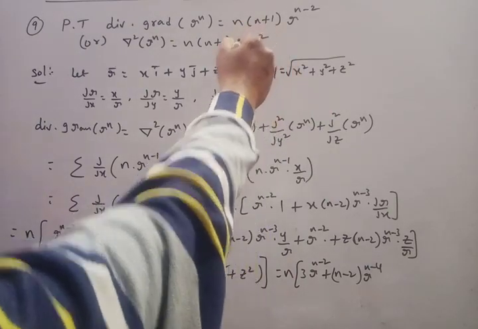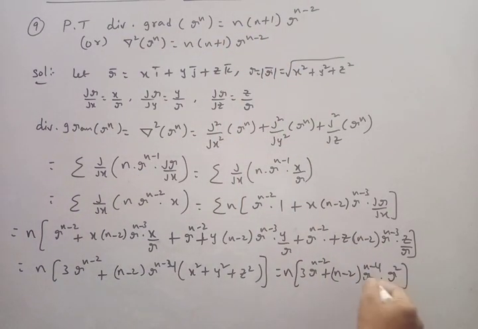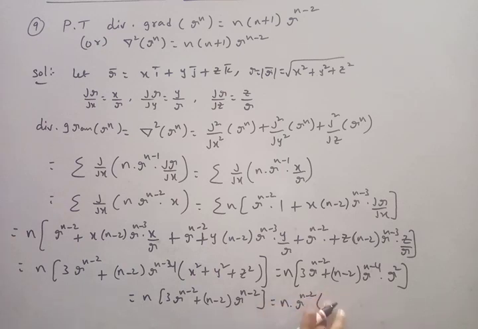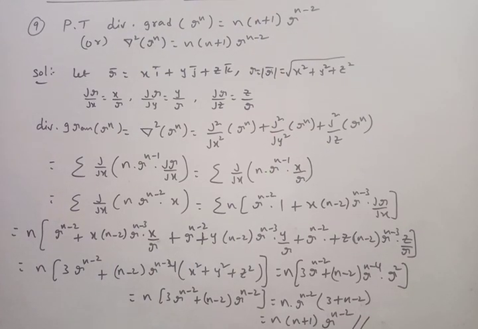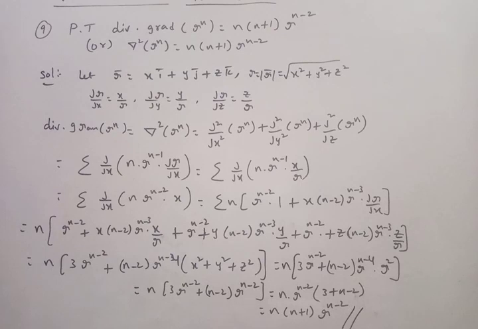Square root of this, square root of this, will give you r square. So bases are same, powers can be added. N minus 4 plus 2 will give you n minus 2. So therefore n into 3 r power n minus 2, n minus 2 into r power n minus 2. Correct? R power n minus 2 is common, n into r power n minus 2. What is left here? 3 plus n minus 2, which is nothing but n plus 1. So n plus 1 into r power n minus 2. That is the proof: n into n plus 1 into r power n minus 2 is the proof.